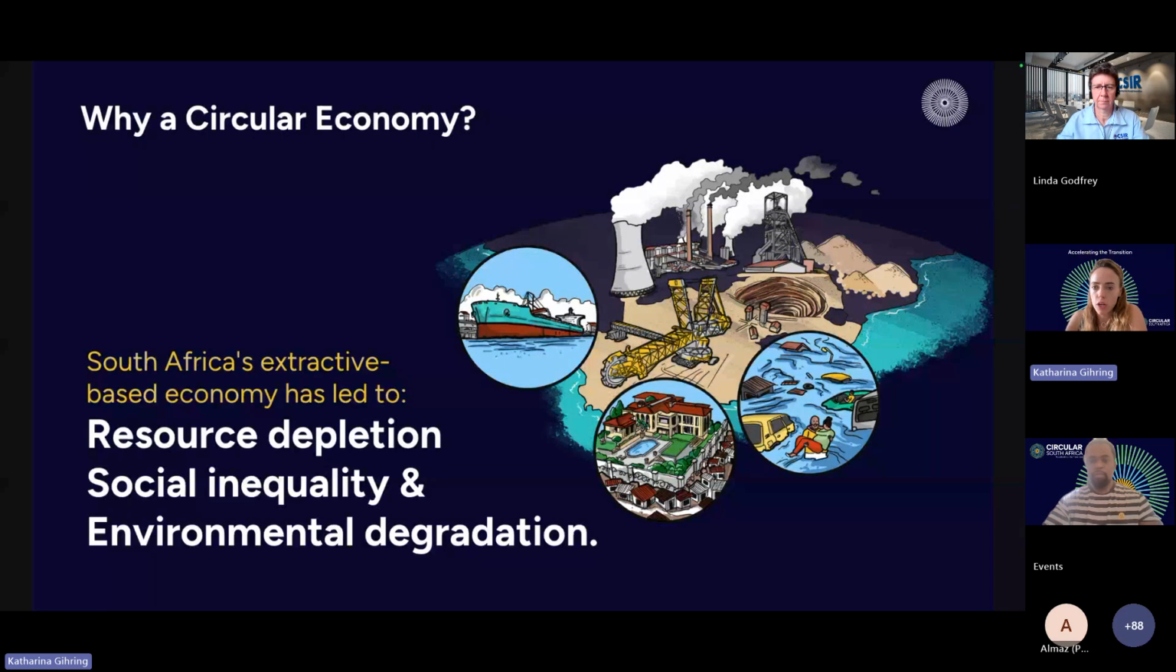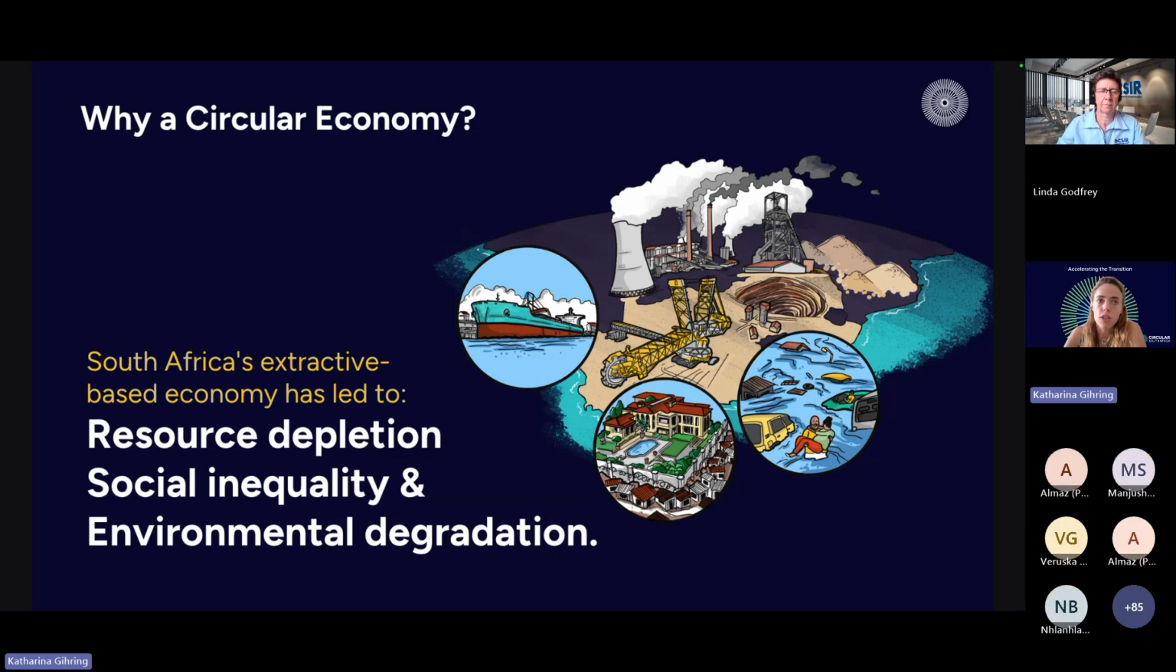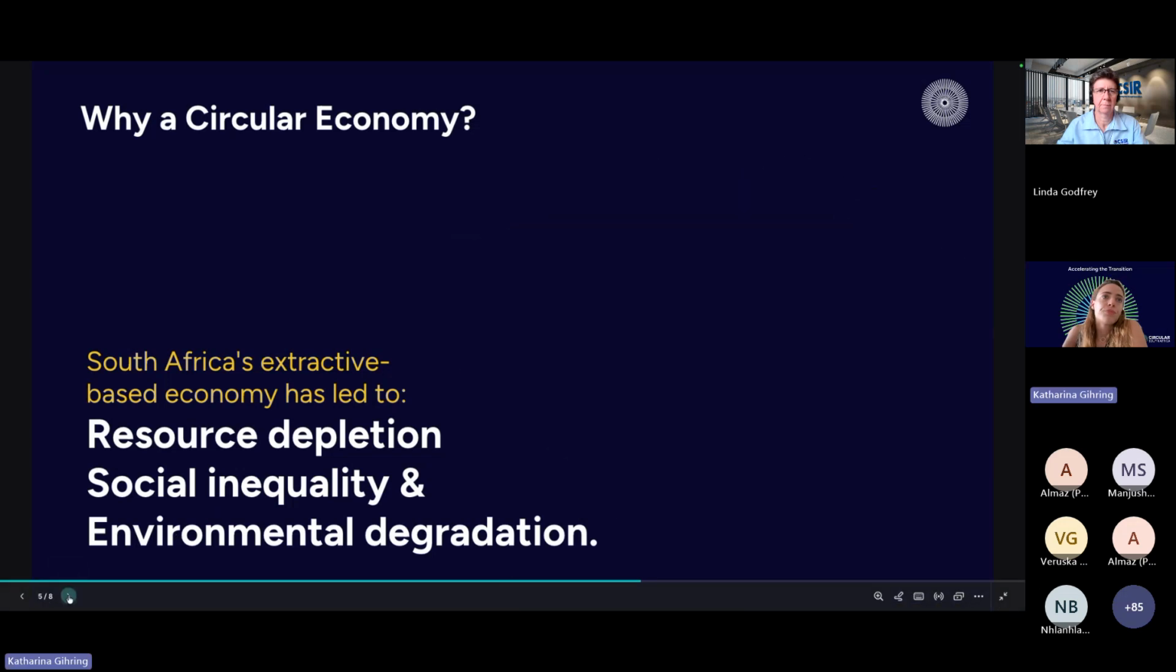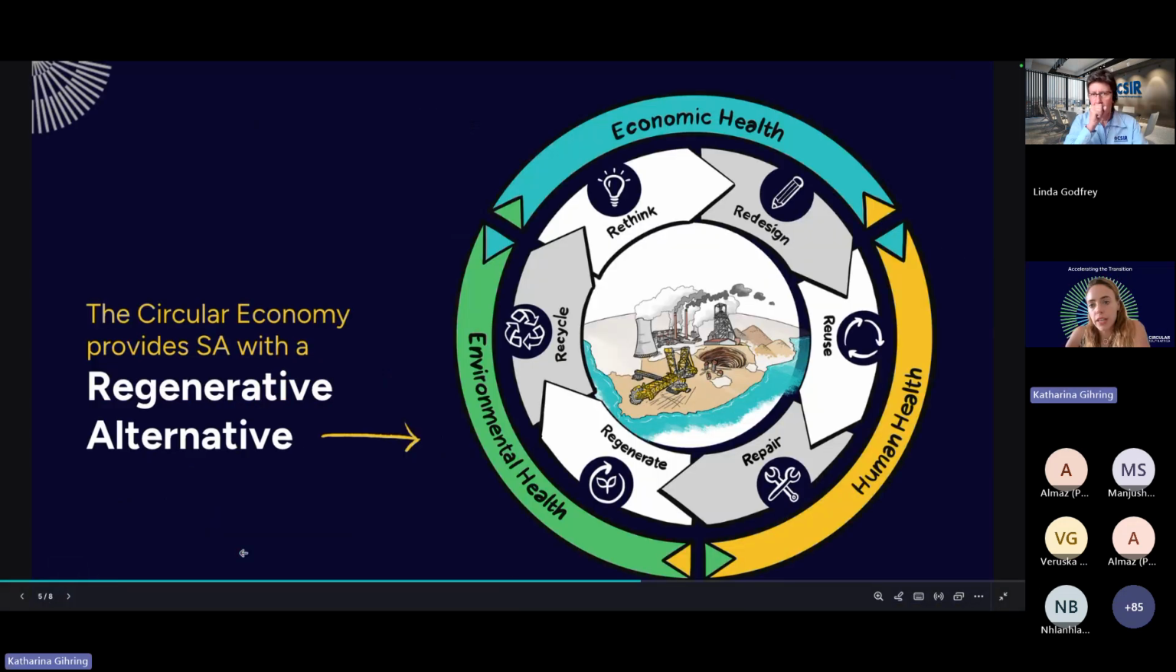So why is circular economy and why do we even bother to spend so much time with it? Well, we know that in South Africa, our economy is very extractive based and that has led to resource depletion, social inequality, and environmental degradation. And the circular economy provides South Africa with a regenerative alternative.